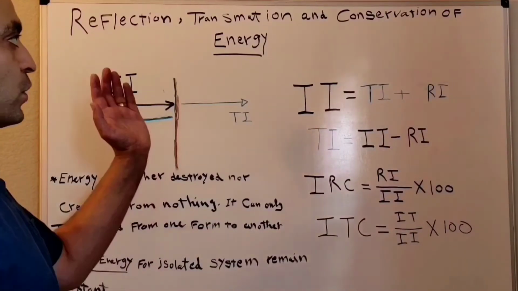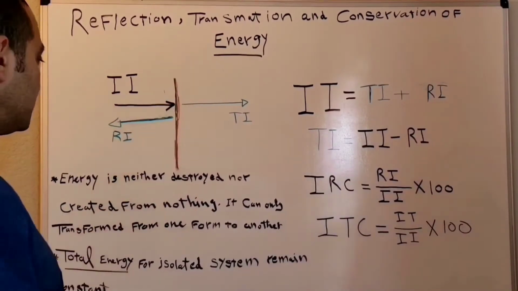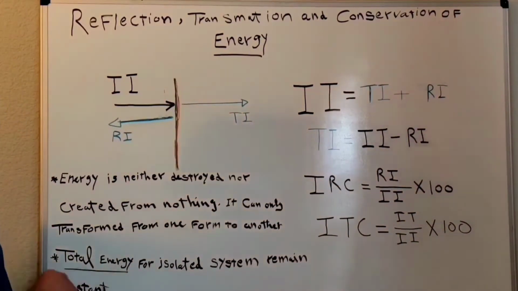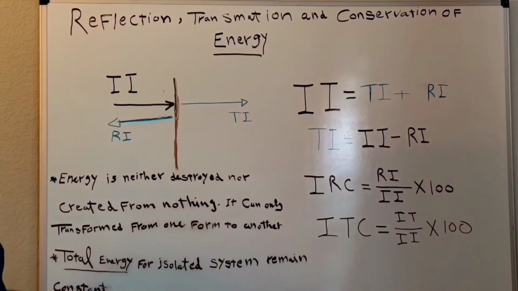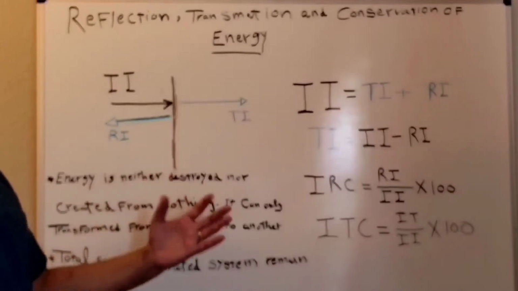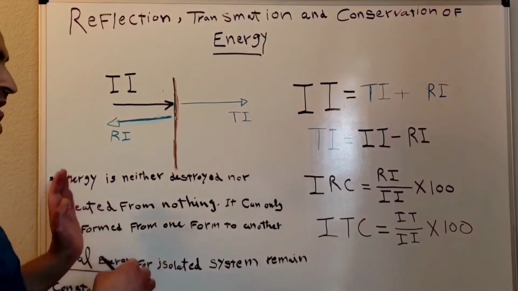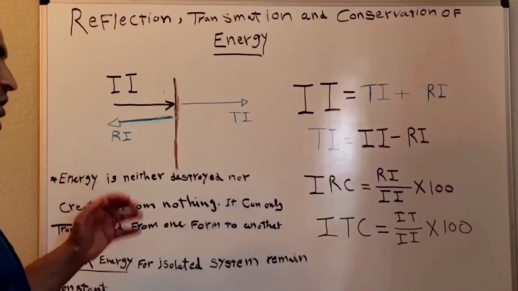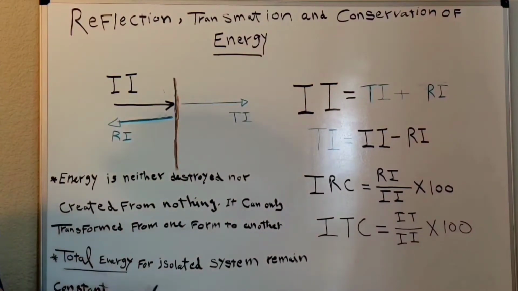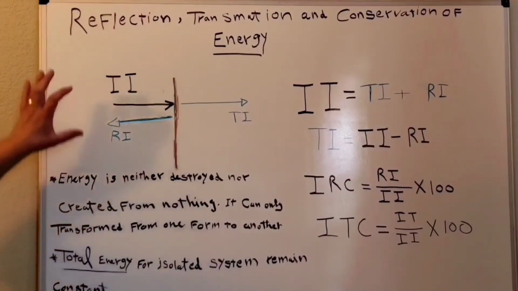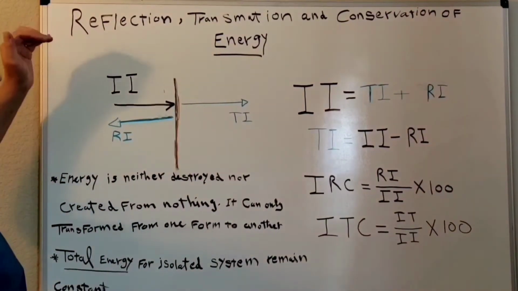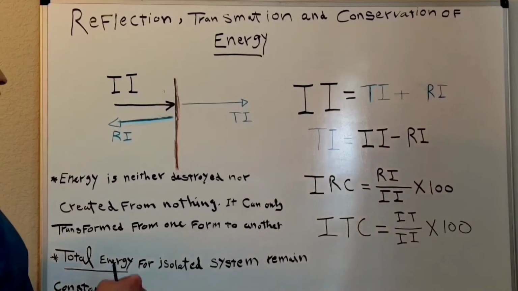So first, what is the conservation of energy law? Energy is neither destroyed nor created from nothing. It can only be transformed to another form, for example, transformation of the ultrasound energy to heat. That means that the total energy of an isolated system remains constant. So that will take us to the transmission and reflection coefficient.